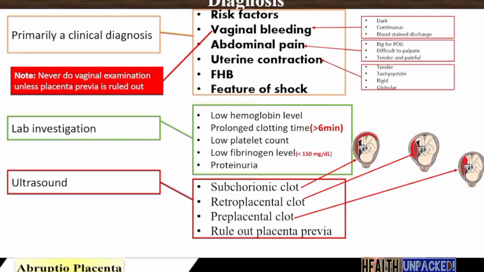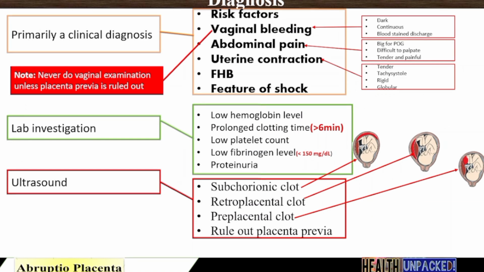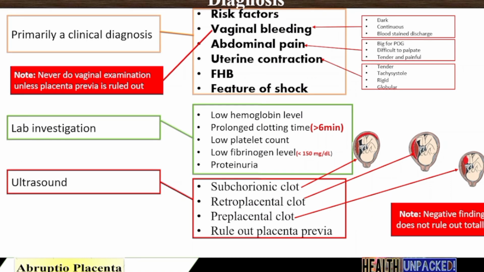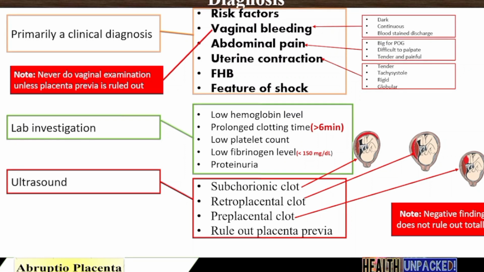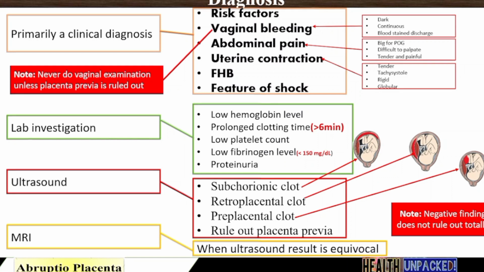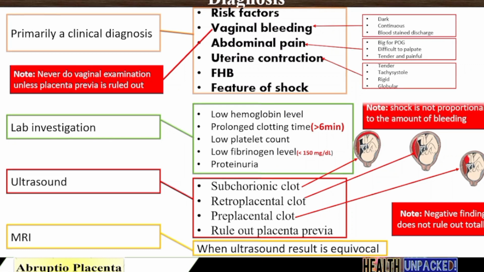And also ultrasound is very helpful to rule out placenta previa, because there are some common features of placenta previa and abruptio placenta. But a negative finding of ultrasound does not totally rule out the presence of abruptio placenta. So sometimes it is difficult. And also if the finding of ultrasound is equivocal or inconclusive, MRI is very sensitive for this case.